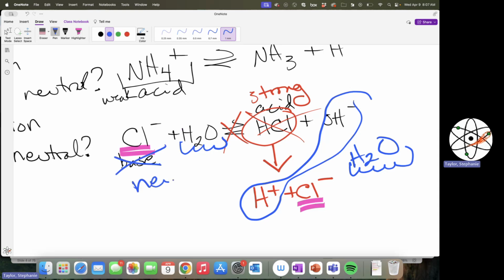So this is neutral because the other part was strong. That's actually neutral because if it was to do anything, it would make something that was strong. The strong thing changes immediately, so you don't actually get that reaction.